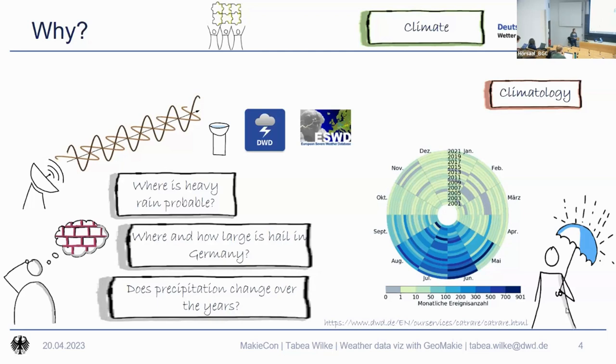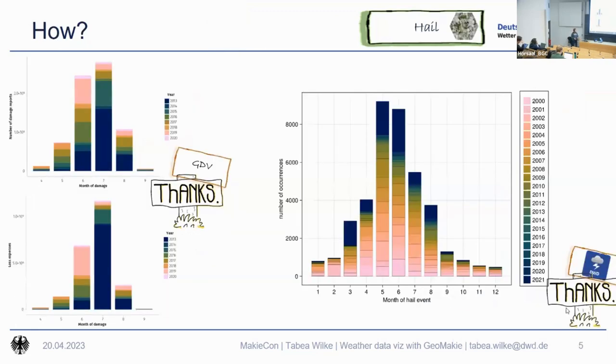Therefore I use radar data, as I said, but I also use station data, data from our crowdsourcing app, the Warnwetter app, and from the European Severe Weather Database. So there is a lot of data, and I try to combine them somehow. For that, I'm using Julia all the time. I also have data from the German Insurance Association, and we can see in which month of the year there is much damage on houses or cars.